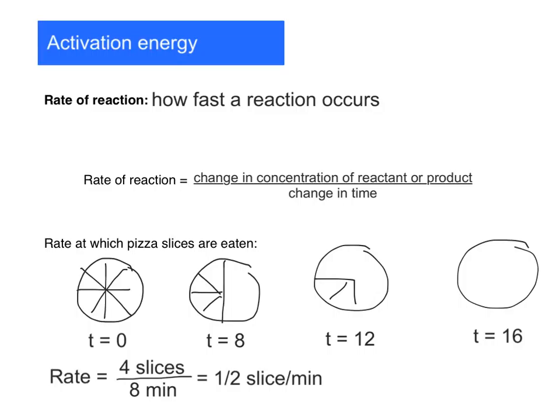Okay, and then we could also do this from 8 to 12. So that's a change in time of 4 minutes. So that was what would go on the bottom. And we've actually lost 2 slices. So 2 divided by 4, again, half a slice per minute. And you can see that that rate should be constant throughout, independent of how much time has passed or how many slices are eaten. The ratio between the two should remain constant.